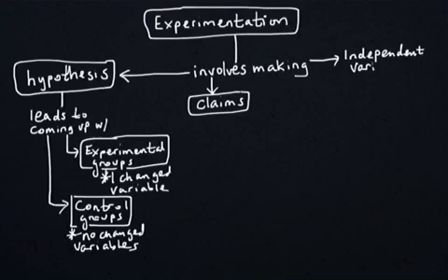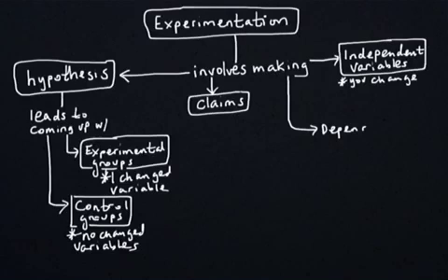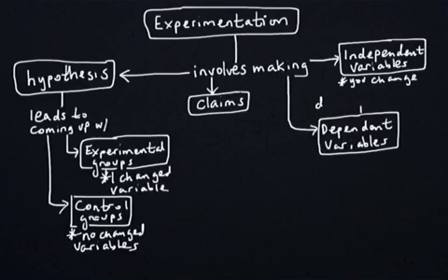Before we make claims, though, we also have to come up with independent variables. The independent variable is the variable that you change, and we also need to make dependent variables. What is a dependent variable? What's the difference between the two? Well, the dependent variables depend on changes to the independent variable.